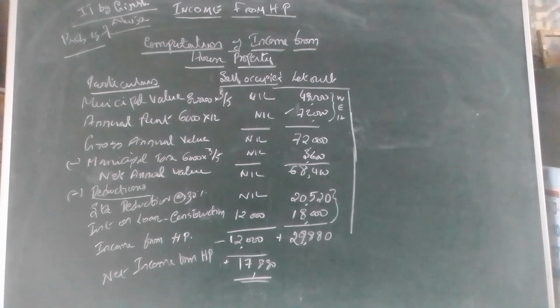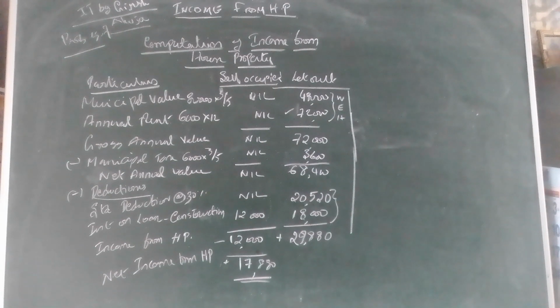Since no income is connected and it is a self occupied property, the municipal value is 0. Annual rent is also 0. Obviously, gross annual value is 0. Since the municipal value itself is 0, municipal tax is also 0. And standard deduction of 30% is not applicable for this self occupied property because values are nil. The one and only information applicable for self occupied property is interest on loan.